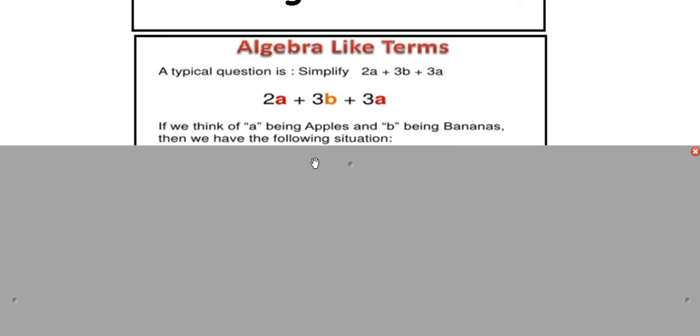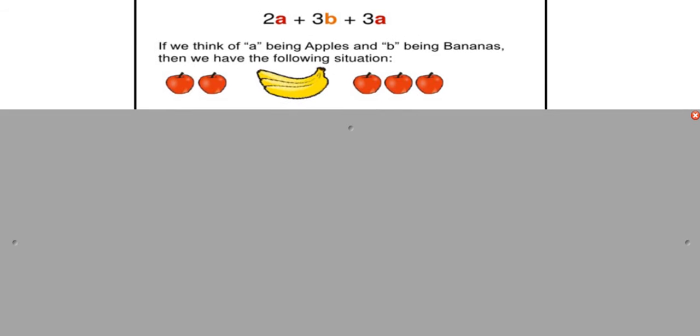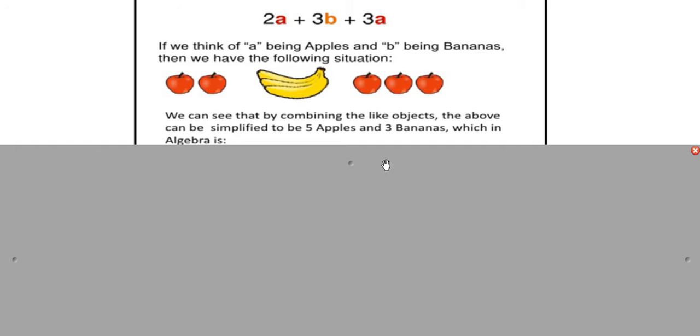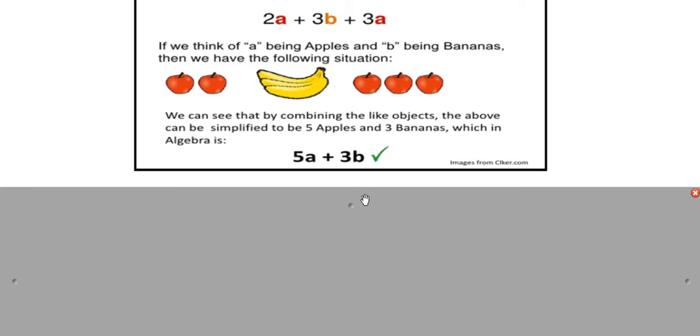If we think of a being apples and b being bananas, then we have the following situation: 2 apples plus 3 bananas plus 3 apples. We can see that by combining the like objects, the above could be simplified to be 5 apples and 3 bananas, which in algebra is 5a plus 3b.